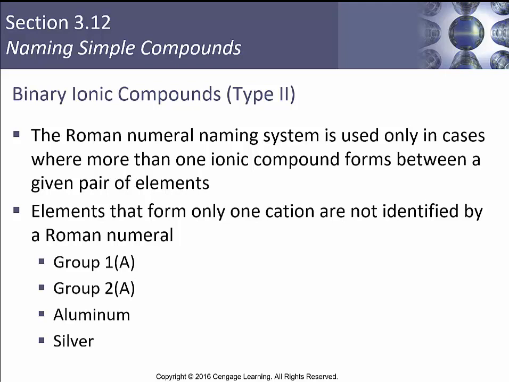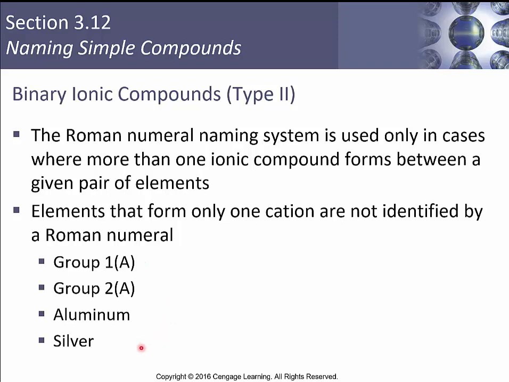So our Roman numerals are only used in cases where more than one ionic compound exists, right? So we don't need to do it with our group 1s or our group 2s, the alkali and alkaline earths. Elements that form one cation, we don't need to worry about that. So group 1A, group 2A, aluminum, silver, we don't need to specify and use Roman numerals.